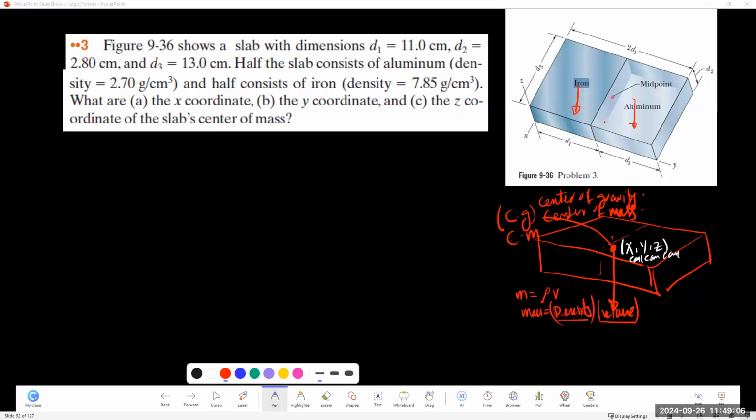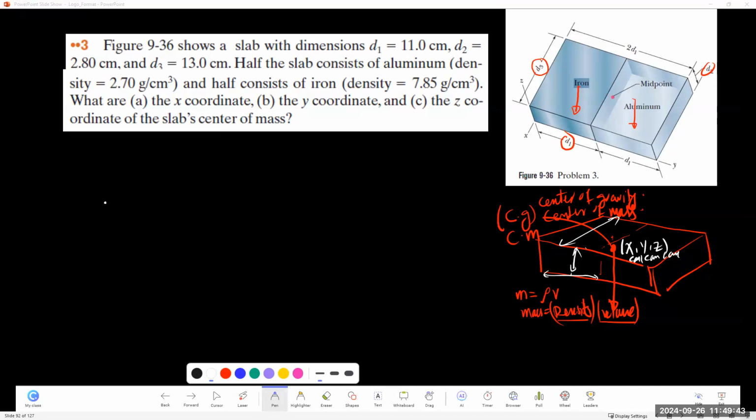If I want to calculate the volume, I'm going to multiply d1 times d3 times d2, right? Length times width times height. So if I take this height, and only take half of the block, and multiply all three, I'm going to get the volume. So let me write the formula directly.